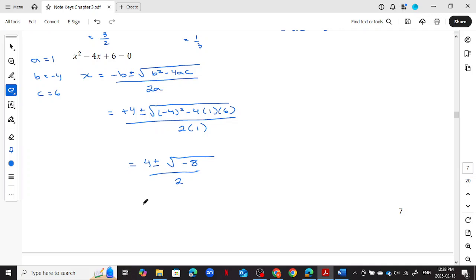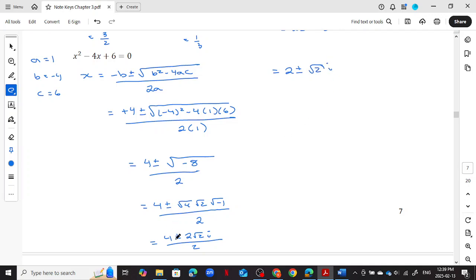Then, can I simplify this? So I've got 4 plus or minus the square root of 4 times the square root of 2 times the square root of negative 1, all over 2, which is going to give me 4 plus or minus 2 root 2i all over 2. So this is my first time getting imaginary answers in a while. Now, can I simplify this? Yep. I could divide both of those terms by 2 and get 2 plus or minus root 2i.